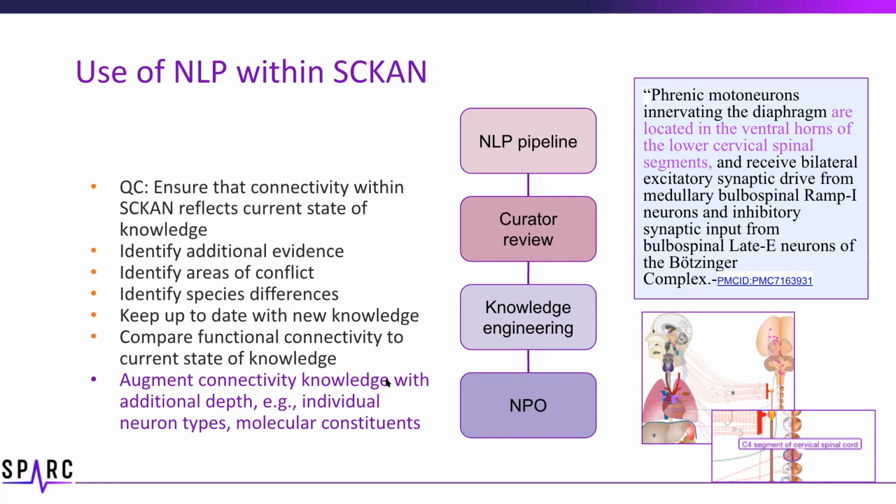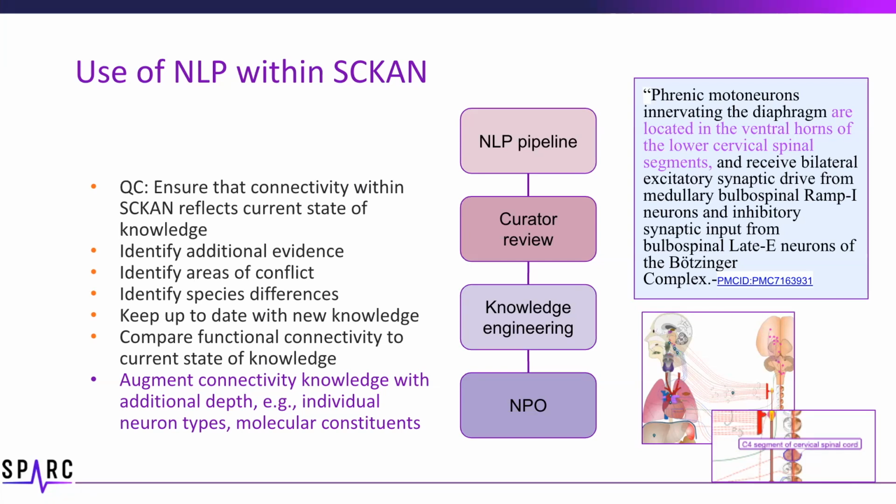So why are we using this? Well, we're using it for several purposes. One, as you could see, to ensure that connectivity within SCKAN reflects the current state of knowledge, and make sure that what we have, right, if there are conflicts or species differences, that we can identify them, right? So we are looking for statements that either contradict what we have, but sometimes they just augment them. They provide additional evidence, and we would like to add that to the provenance. Species differences right now, if you look closely at the SPARC connectivity map, it's the same map superimposed on different species, but we know that there are species differences, and we need to identify those and make sure that we have those in the knowledge base and available for query.